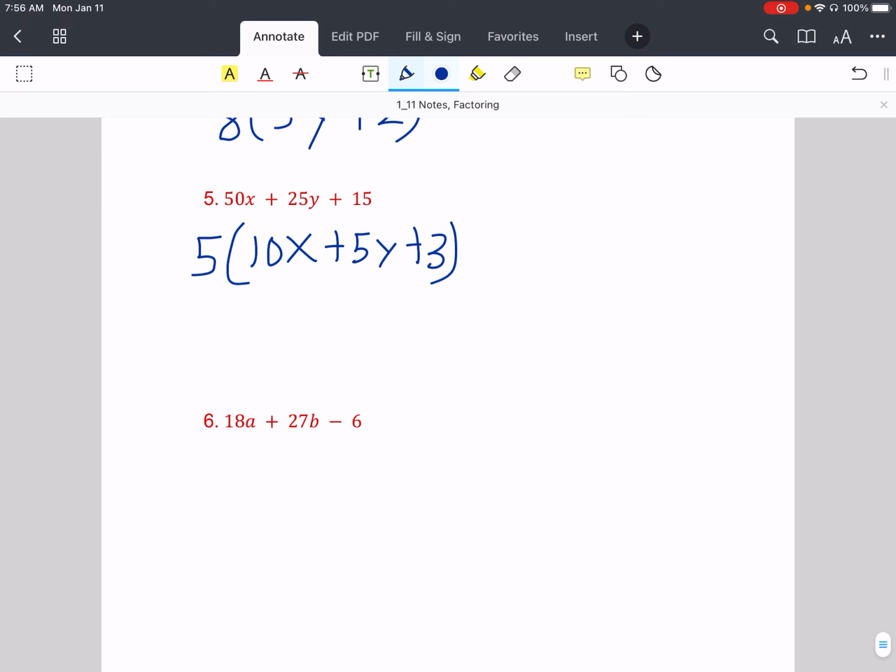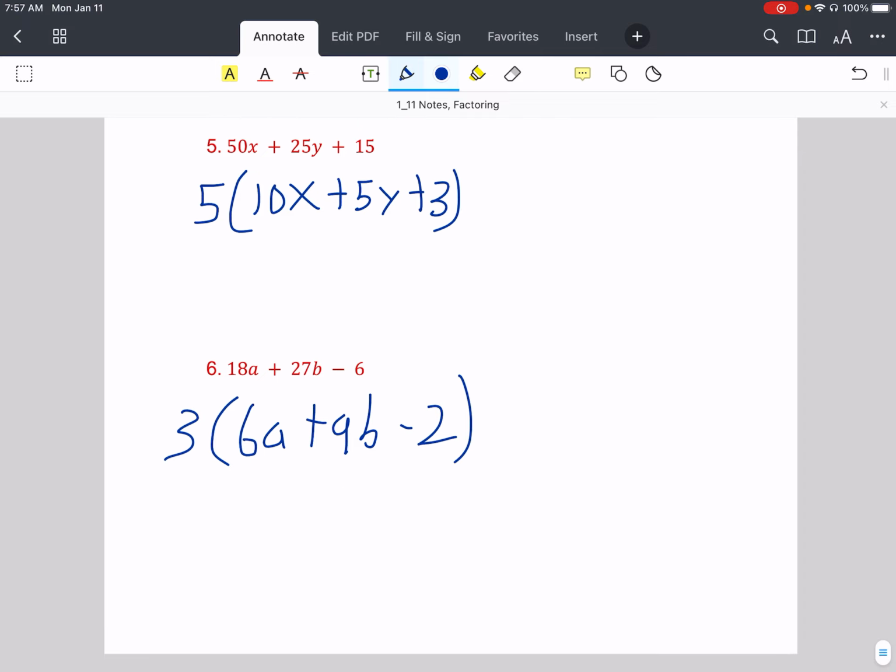And number 6, 18a plus 27b minus 6. Well, I'm going to divide everything by 3, and I have 6a plus 9b minus 2, and I have factored that out.